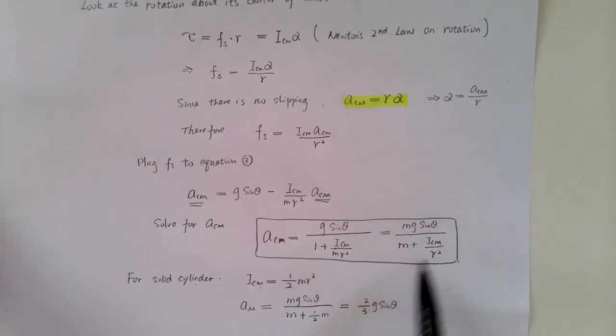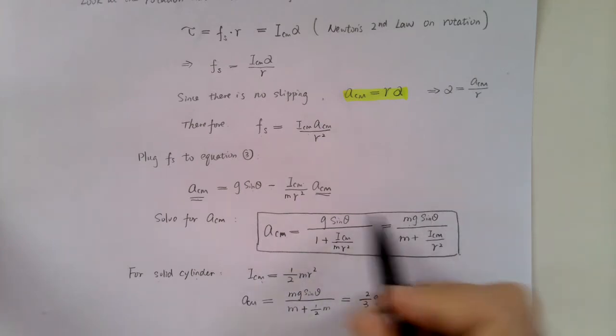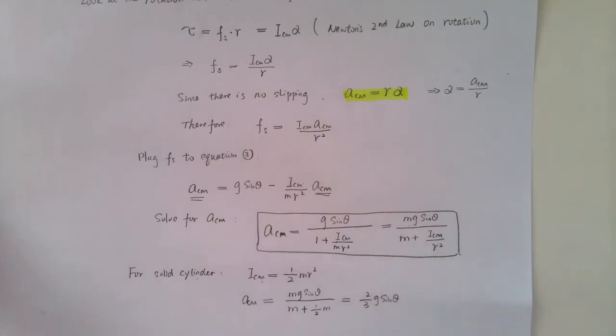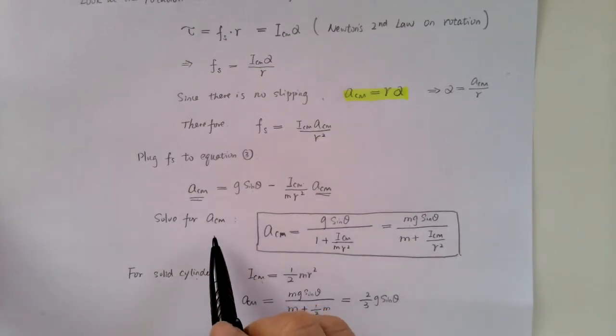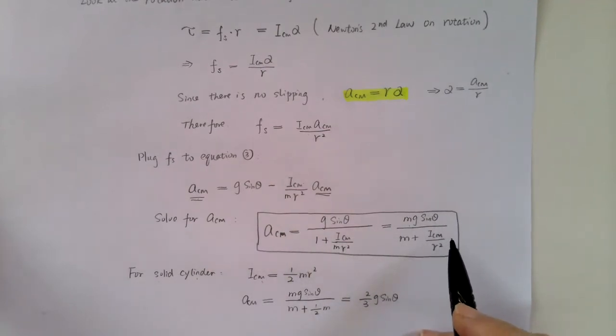We know we can simplify this, and eventually we can have a simplified expression for the linear acceleration of the center of mass. A_CM, center of mass, equals 2/3 g times sine theta. If we have another body, like a pipe or a loop, then I_CM will be mr squared, and this expression will turn into another one. But this is for a general case. For any round body which is rolling down without slipping, the center of mass always has a linear acceleration in this expression here. This is the question A.